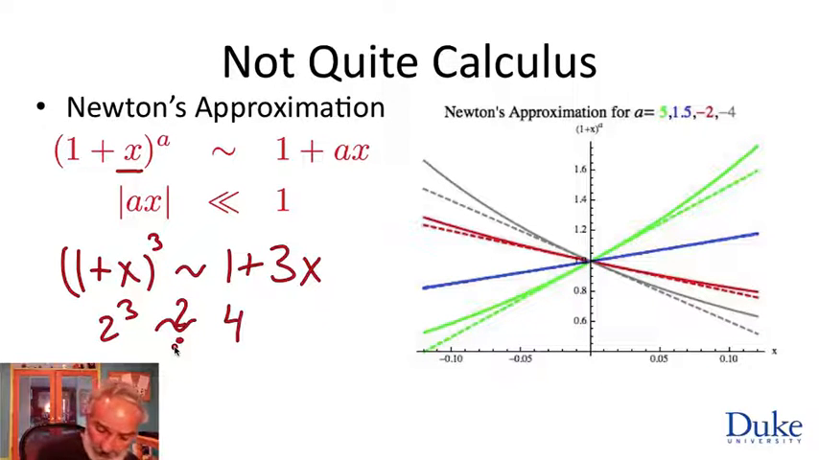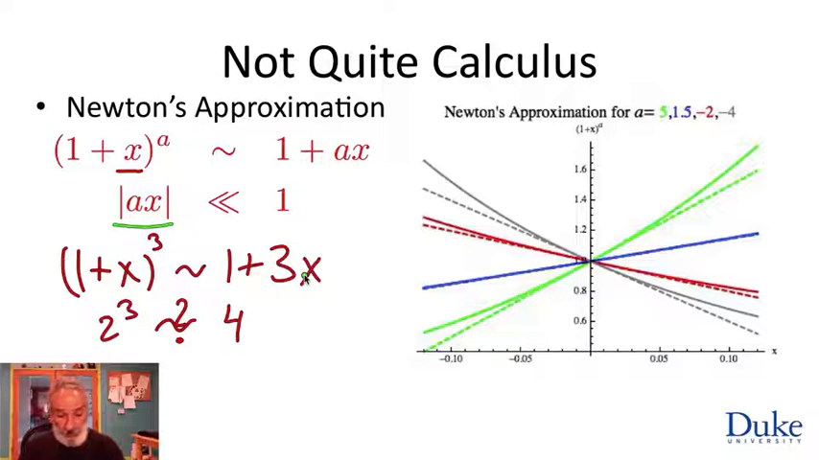Indeed, we expect this approximation to be valid precisely when x and a are such that the absolute value of a times x is much less than 1. Both a and x, one or both might be negative, but if the magnitude of their product is much less than 1, then we expect the approximation to be valid. Here, clearly, when x is 1 and a is 3, their product being 3 is not much smaller than 1, and we're not surprised that the approximation does not hold here.